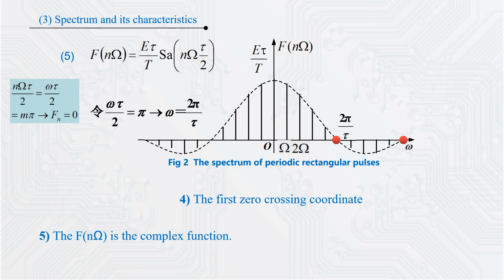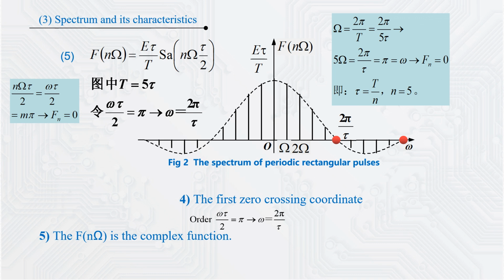Well, which harmonic is this zero crossing point? If omega tau over 2 equals pi, its zero crossing point is omega equals 2 pi over tau. Obviously, this zero crossing point is related to tau. As you can see from the previous graph, the period T of the rectangular pulse is equal to 5 tau. According to this ratio, we can do the calculation.